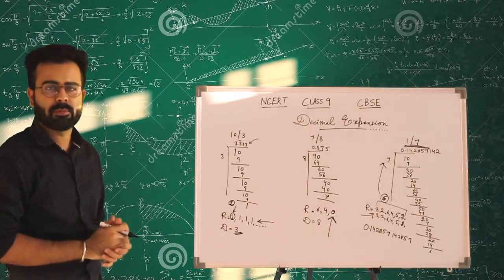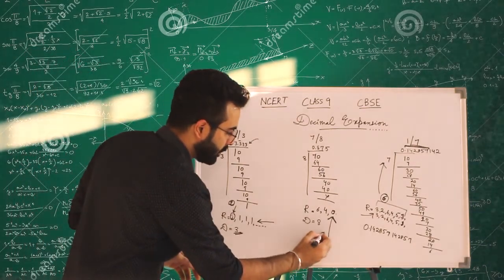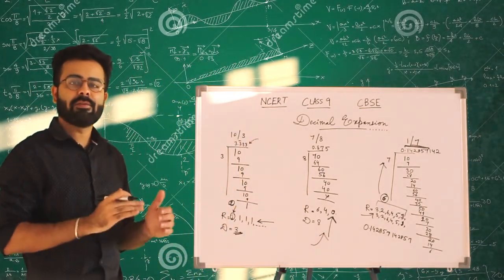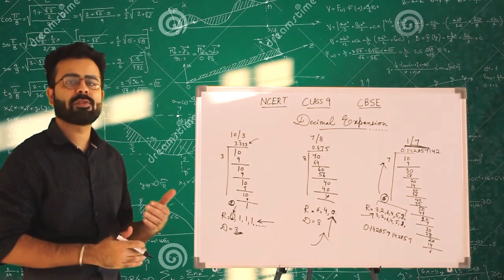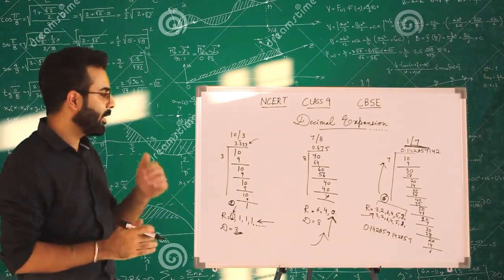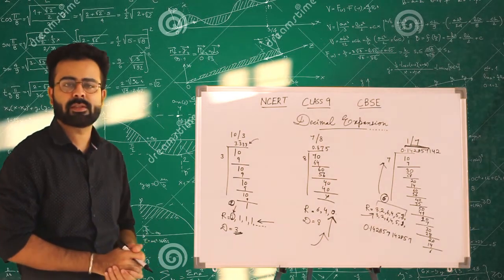So basically on division of P by Q, two main things happen. Either the remainder becomes 0, for example this case, or it never becomes 0 and we get a repeating string of remainders. Now let's take a look at both of these cases separately.